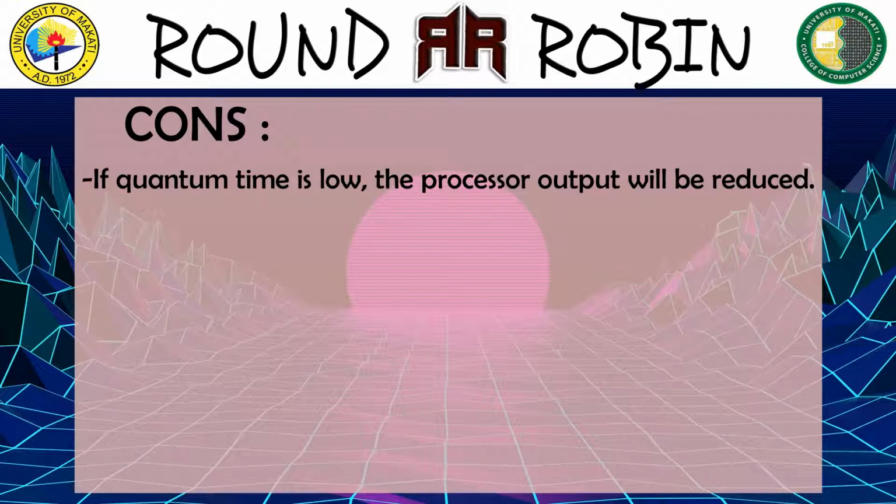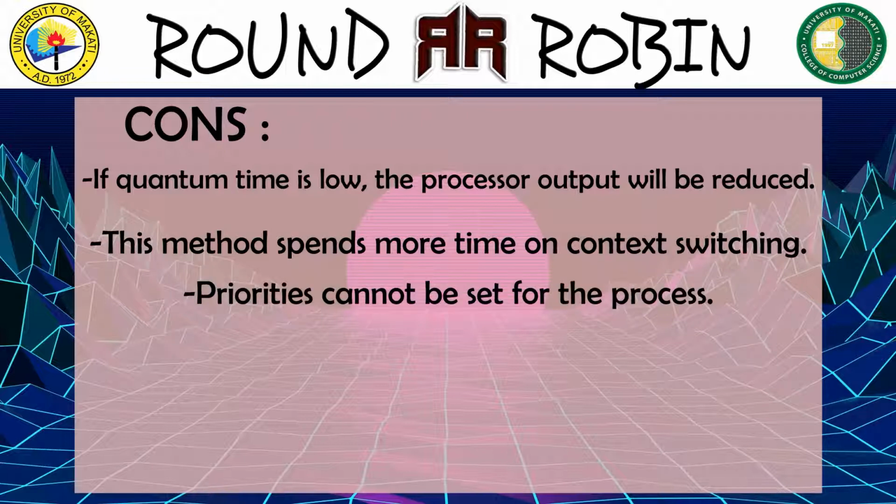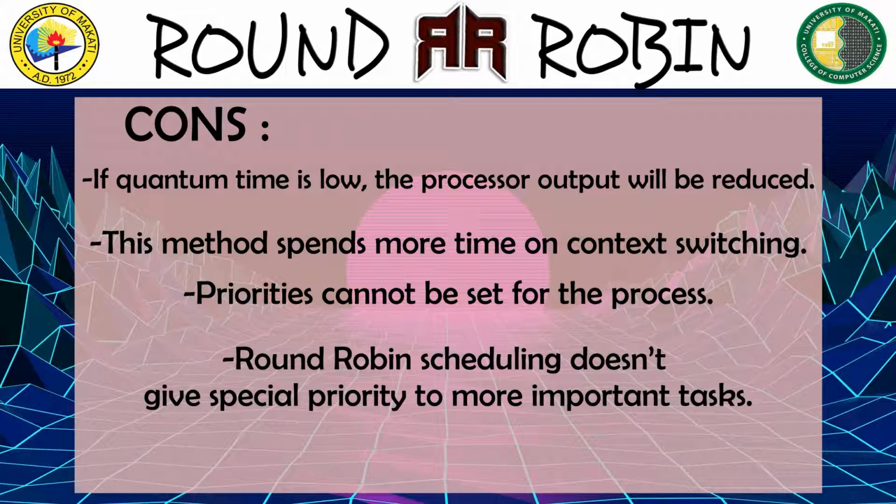If the quantum time is low, the processor output will be reduced. This method spends more time on context switching. Priorities cannot be set for the processes. Round-robin scheduling doesn't give special priority to more important tasks.